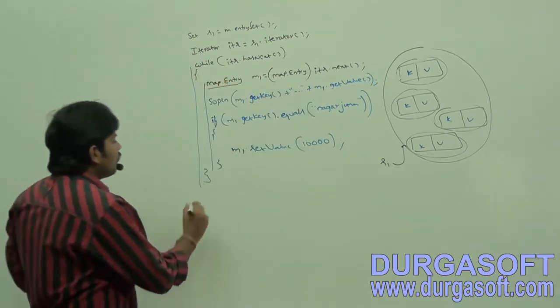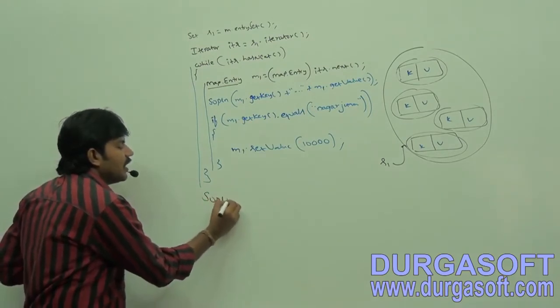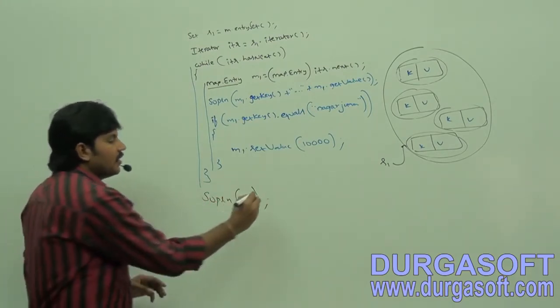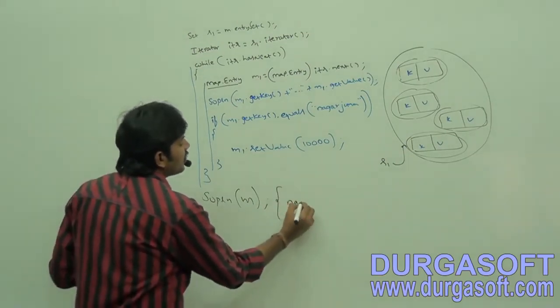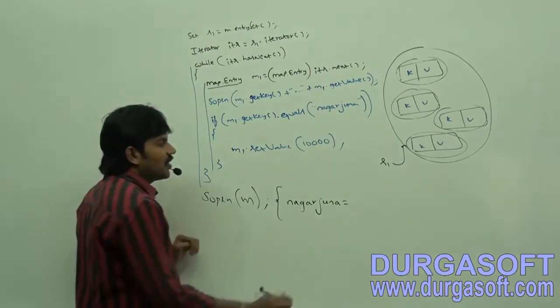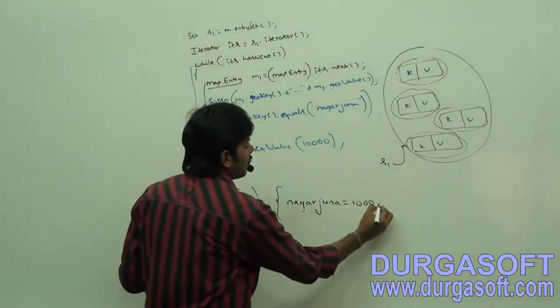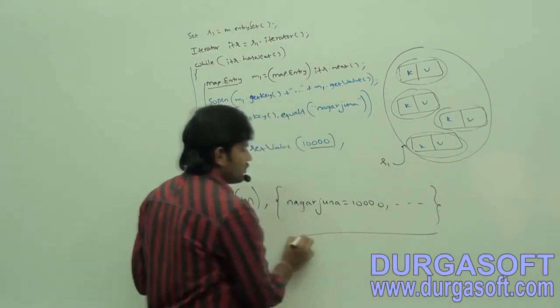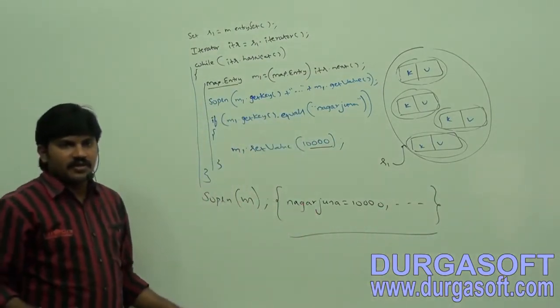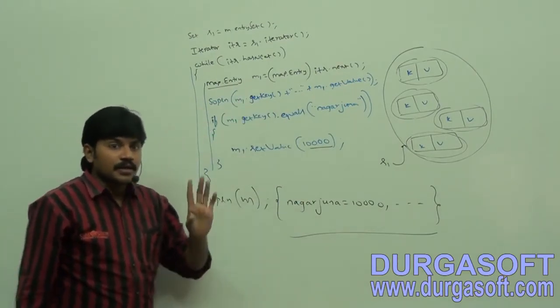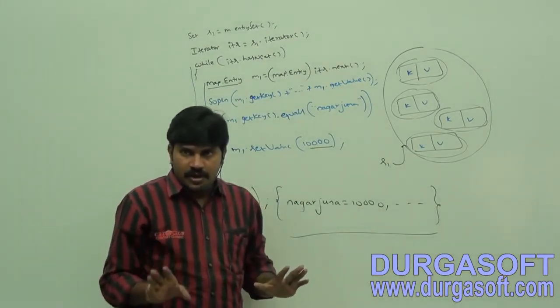Next, let me print at last once again, SOP of m. Boss, can you please print the map once again? Now, do you know what is the value associated with Nagarjuna? 10,000, because we changed it here, and the remaining things are as they were. Any explanation required about this one? That's all. These are the methods you can apply on the entry object. Not required to keep any explanation, right?